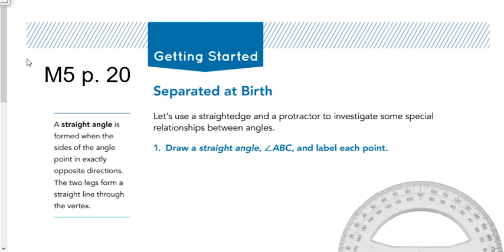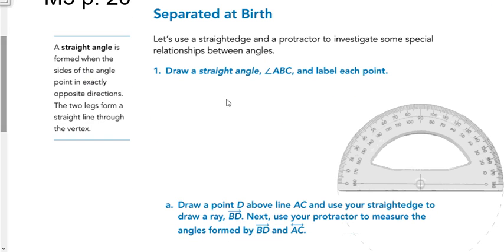Alright, so this is on page 20 in Module 5. It says, let's use a straight edge and a protractor to investigate some special relationships between angles. So number 1, it says, draw a straight angle, angle ABC, and label each point. So if it's a straight angle, it has to be 180 degrees.